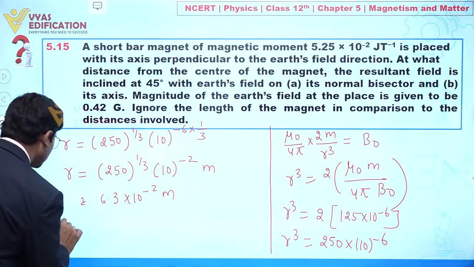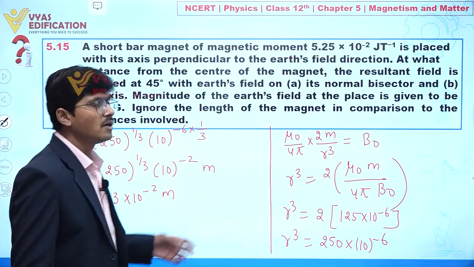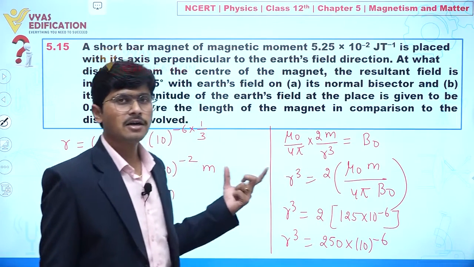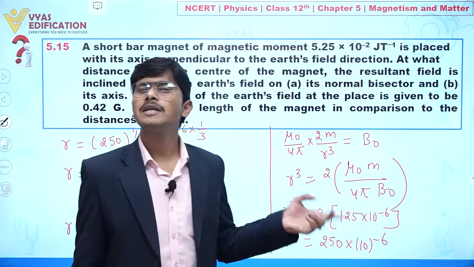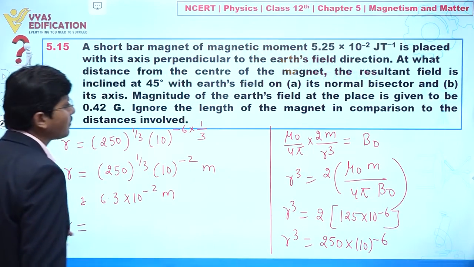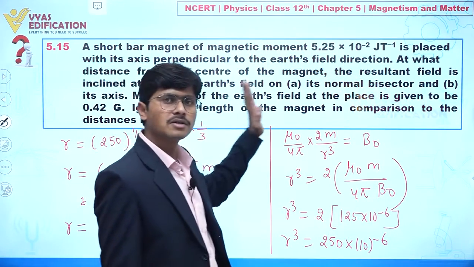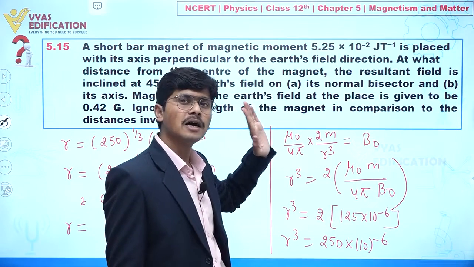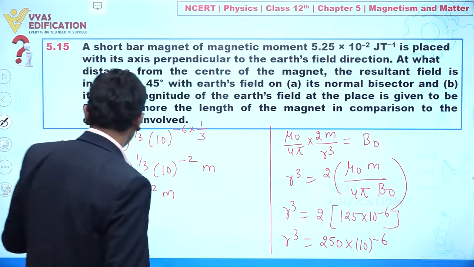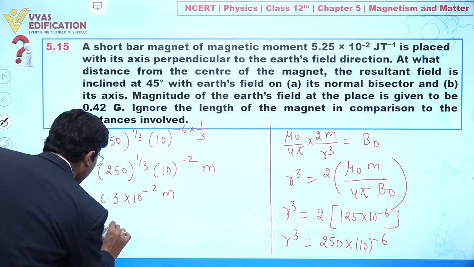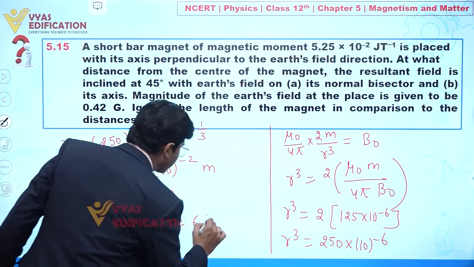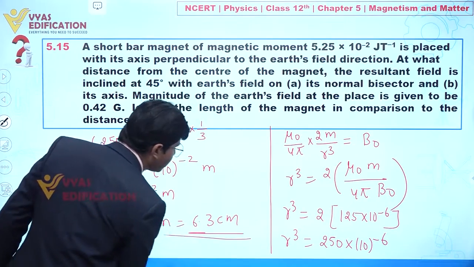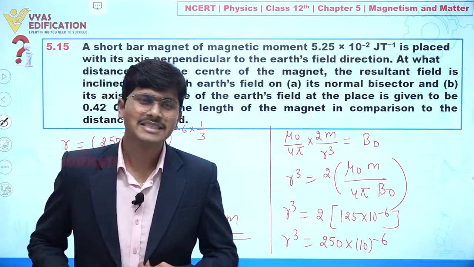Clear? So the position of that point where we are getting the net earth magnetic field, that is making an angle of 45 degree with the B axis, is given by 6.3 into 10 to the power minus 2 meter, or 6.3 centimeter. Clear to everyone? So this is all about this question.